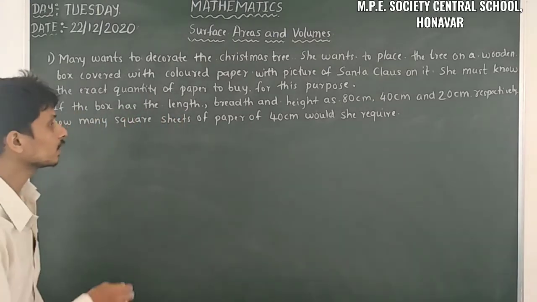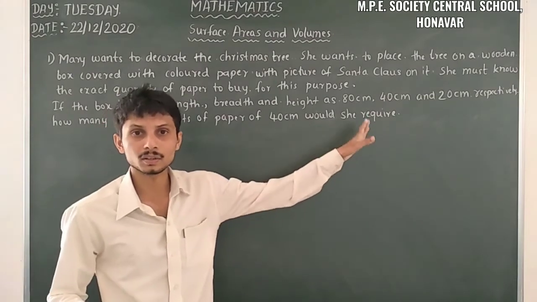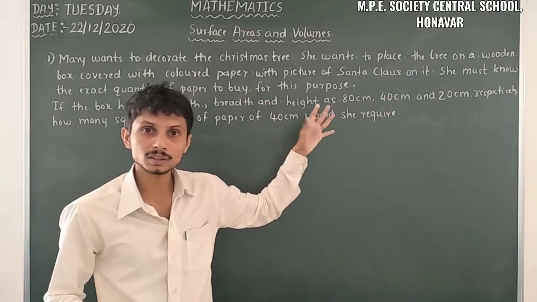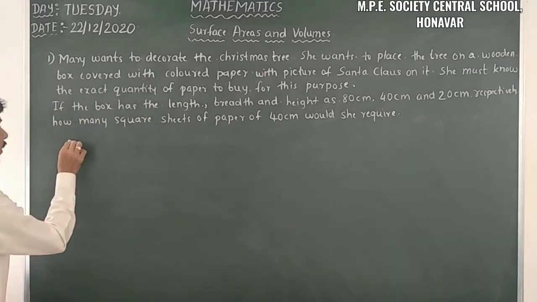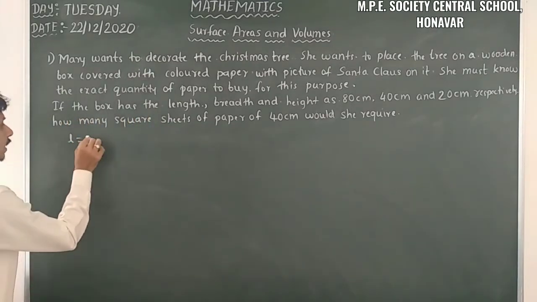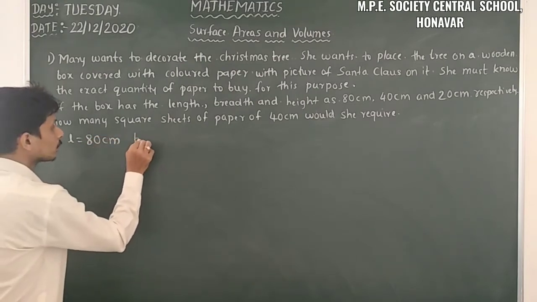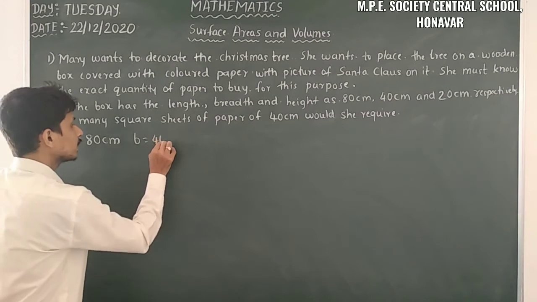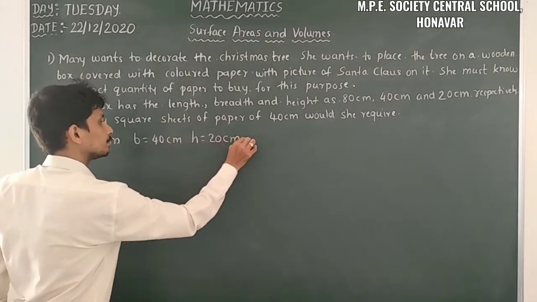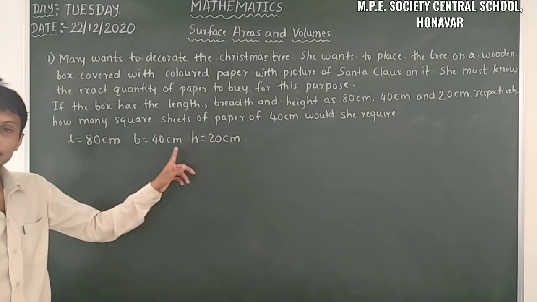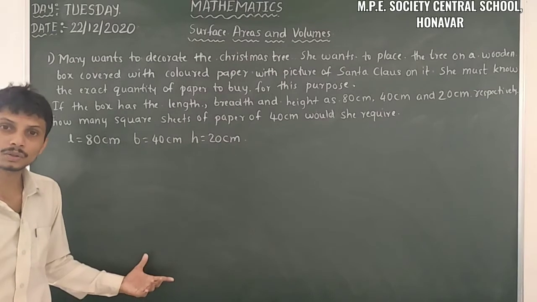Firstly we have to write the length, breadth and height of the given cuboidal box. Then we have to find the total surface area. What is the value of length? It is 80 centimeter. Then the value of breadth is 40 centimeter and the height is 20 centimeter. Then using this formula we have to insert the length, breadth and height into the total surface area.